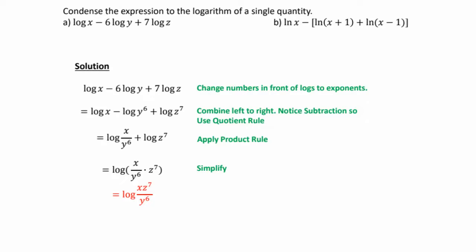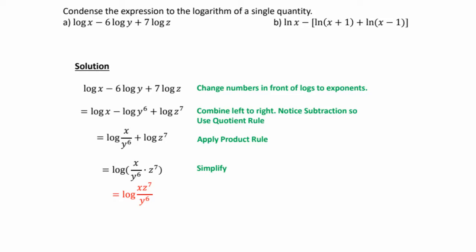So let's condense. We're condensing A. So we have log of x minus 6 log y plus 7 log z. The first thing that I want to point out is that these are all the same logs, even though they didn't write the base. When they don't write the base, we automatically assume that these are logs of base 10. Okay, so these are all equal, so I can condense them.